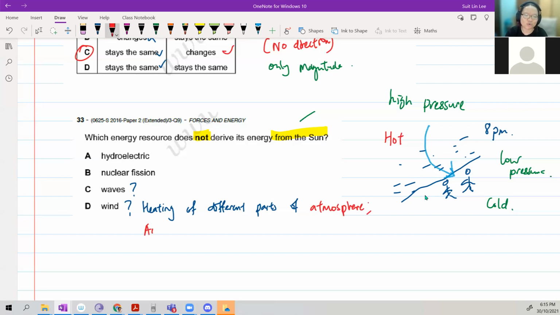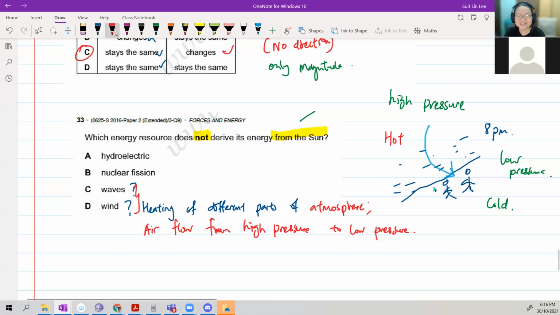causing airflow from high pressure, the place where you heat up a lot, to low pressure. This also causes waves. Okay, it's the same idea. If the pressure difference is big enough, the wind that blows on the sea will cause the wave. What causes wave in the first place? Wind blowing. Strong wind in the middle of the ocean, blowing the water, causes wave.